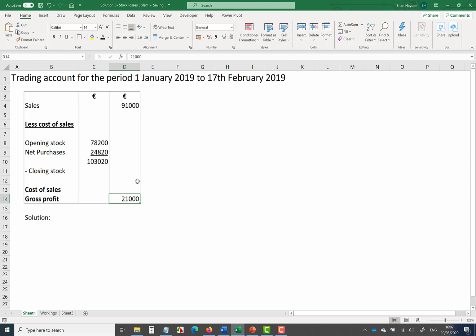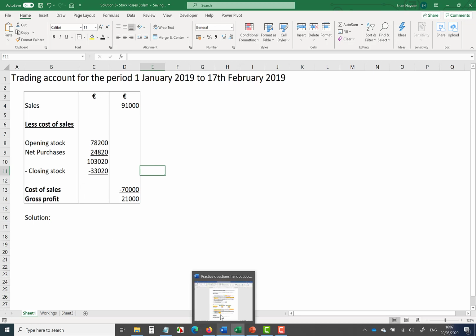And the sales value minus the cost of sales gives you 21,000. So therefore, cost of sales must be 70,000. And the cost of sales of 70,000 is equal to this minus closing stock. So closing stock must be 33,020. It's basically a balancing value. So that's the total stock that we had on the 17th of February.